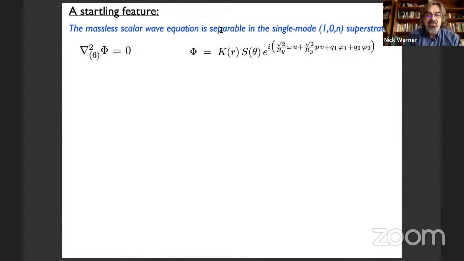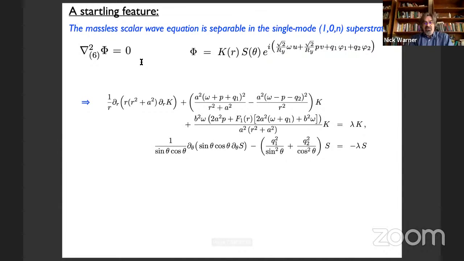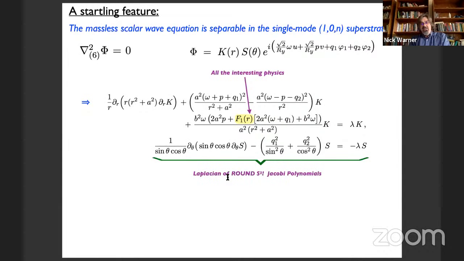In other words, it's already cool to get separable wave equations. And if you take the 6-dimensional geometry of the (1,0,n) single mode superstratum, and you look for the 6-dimensional wave equation, it separates. And so what happens is you get this radial stuff and this sphere stuff. And moreover, all the interesting physics is buried in one of these bump functions. And this is completely trivial. Even though the sphere is changing shape and size, the Laplacian you get, the inverse metric on the sphere, is that of the round sphere, and it's all Jacobi polynomials.